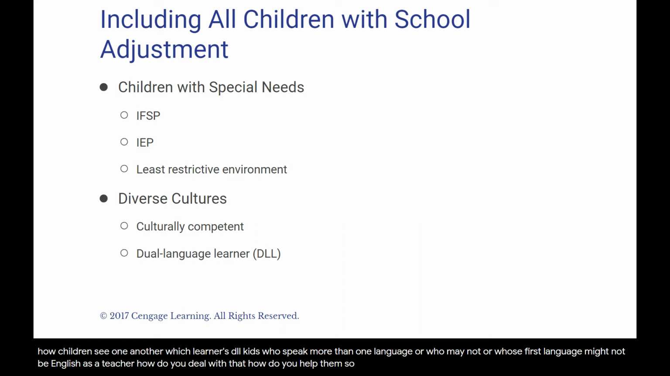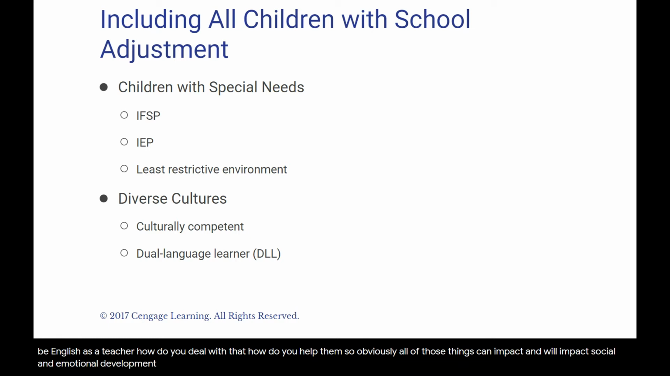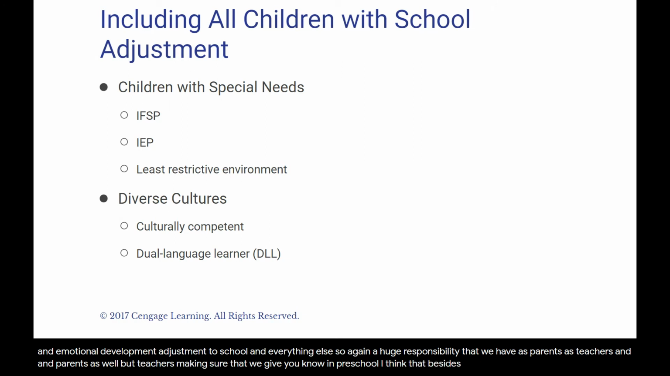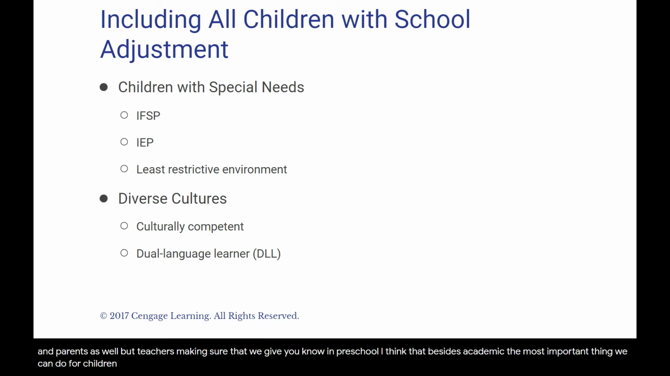So, obviously, all of those things can impact and will impact social and emotional development, adjustment to school, and everything else. So again, a huge responsibility that we have as teachers and parents as well. But teachers making sure that we give, in preschool, I think that besides academic, the most important thing we can do for children is provide them and help them and guide them to develop social emotional skills so that they're better able to learn and gain academic skills.